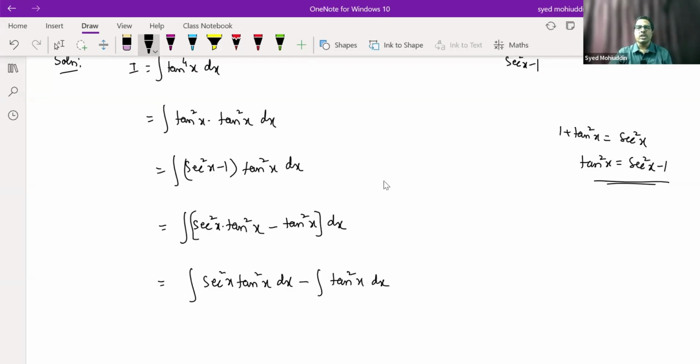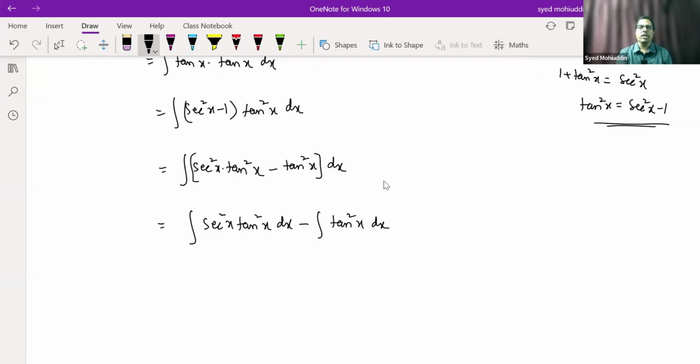So once again, secant square can be integrated, but tan square cannot be integrated directly. Here the substitution method has to be used in the first term. On the second term, we cannot integrate because tan square is there. So whenever you have tan square, the best way to solve the tan square is nothing but to convert that in the form of secant square. So we'll try to convert this in the form of secant square.